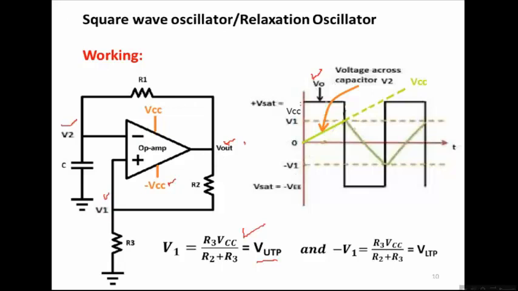So initially it was at plus VCC, then it would flip to the negative VCC. So this is minus VCC actually. So when the voltage becomes minus VCC here, then what would be the voltage at V1? This voltage would become minus R3 into VCC divided by R2 plus R3. So let me call it VLTP, which is the lower trigger point, and it is some negative value. So this voltage would become negative.